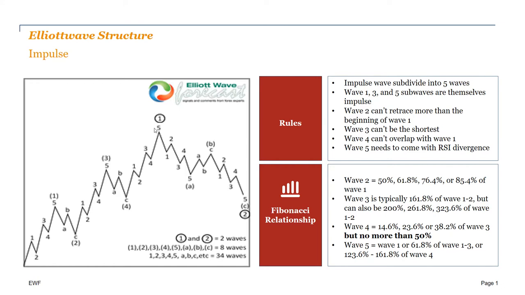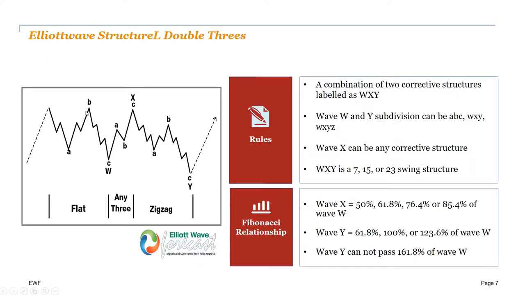The zigzag can be part of a more complex corrective structure, what we call a double zigzag or a WXY, or also called a double threes. All right, and we're going to take a look at an example of each one of these to get it more clear. But this is the general structure of a WXY or double threes.